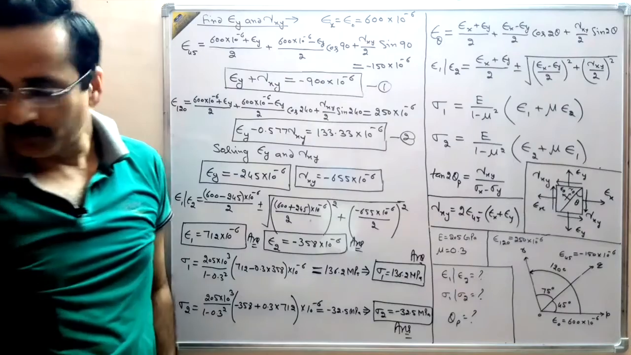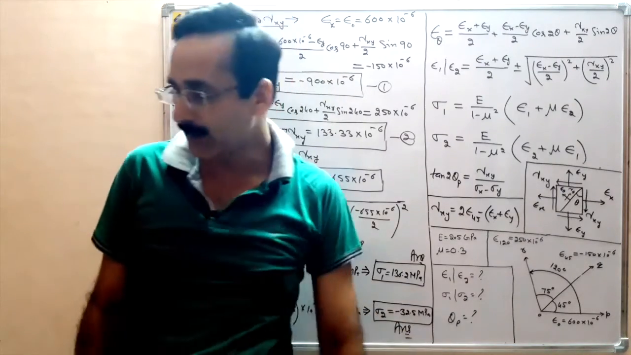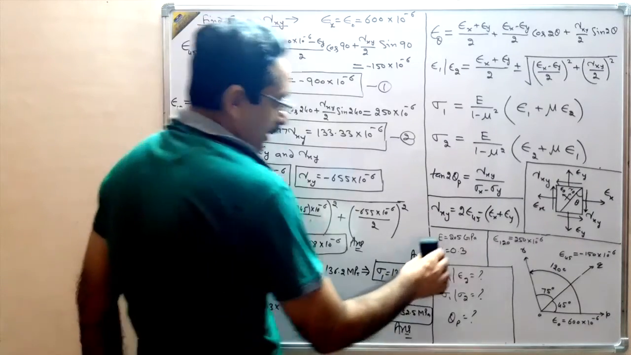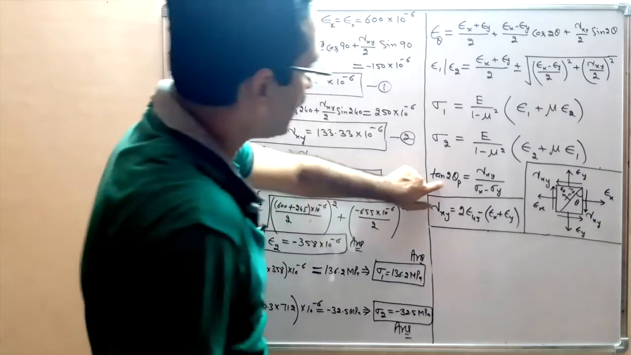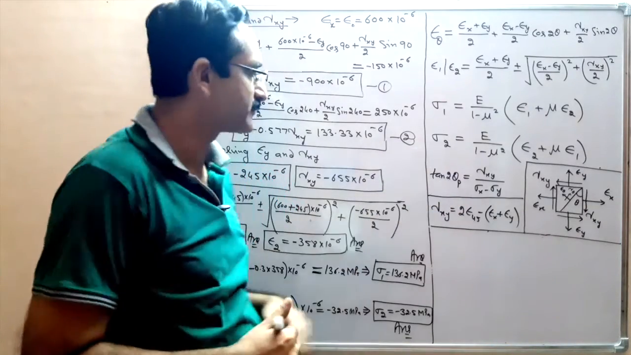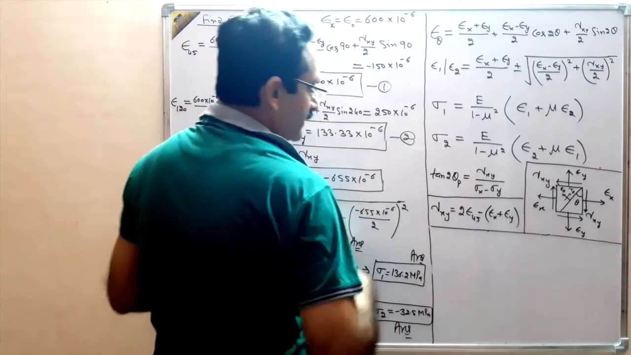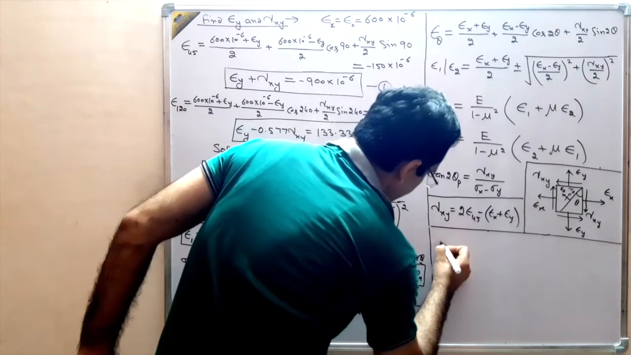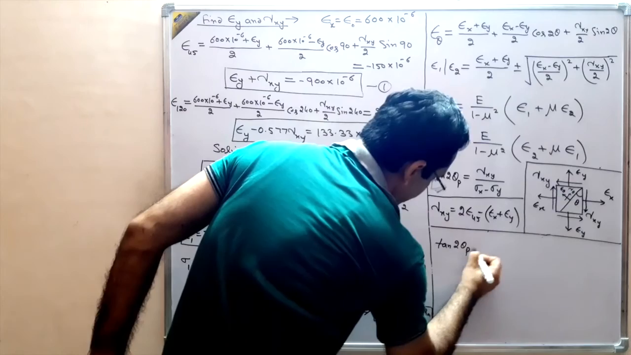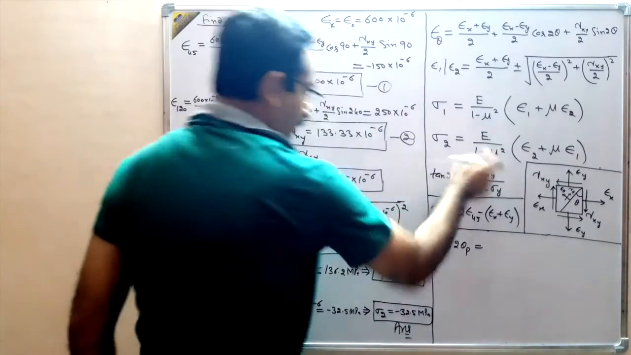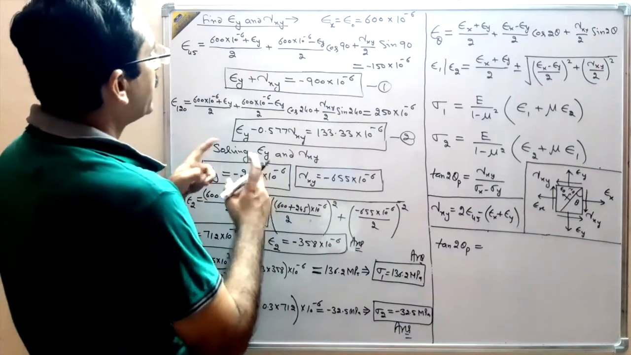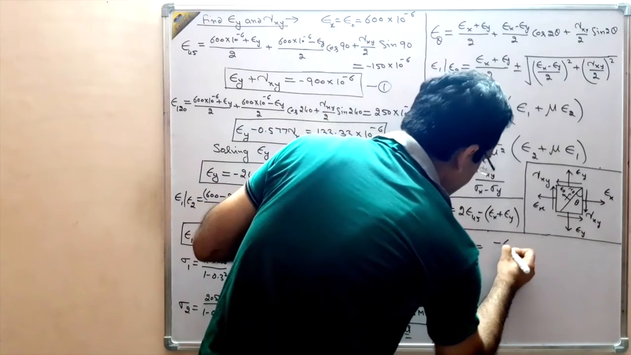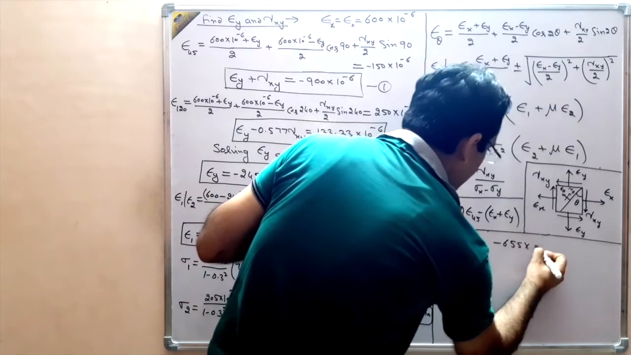Next is to find out theta p. Theta p is the plane of principal strains. This is the formula, we have already derived it, and we can directly use it. The plane where principal strains lie. There will be two planes, so you can take plus or minus here, right? So tan 2 theta p, the plane of maximum principal strain, will be given by gamma xy. Gamma xy we already obtained as minus 655 multiplied by 10 to the power minus 6.